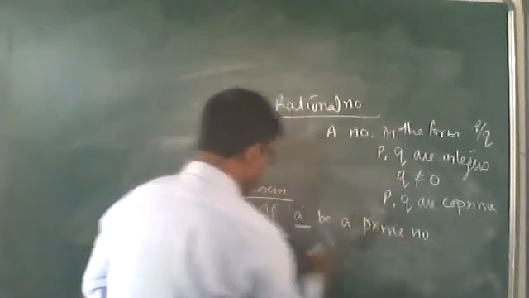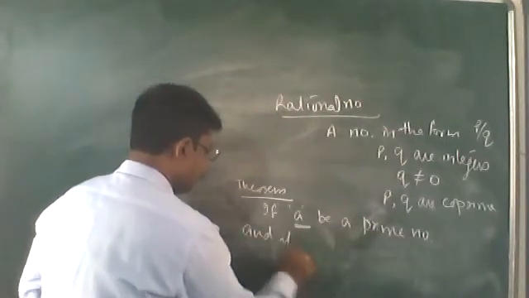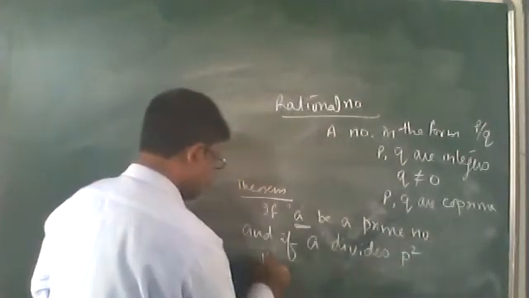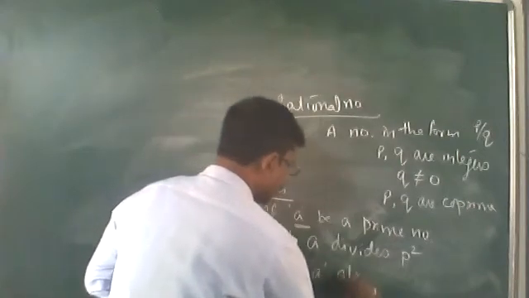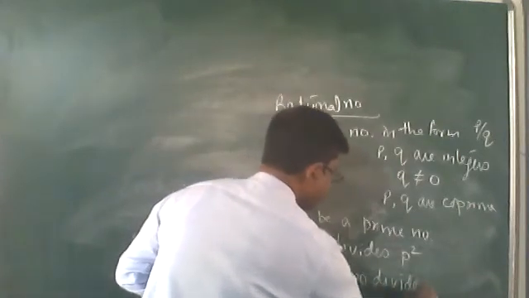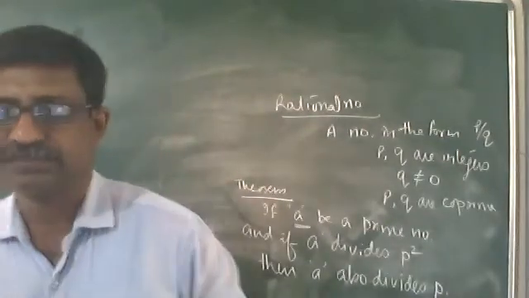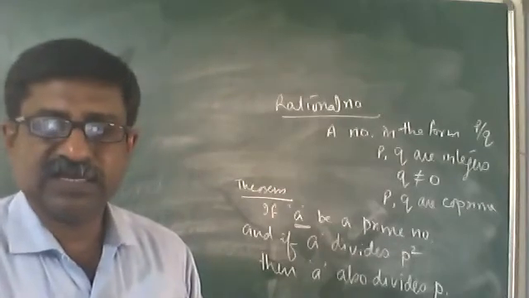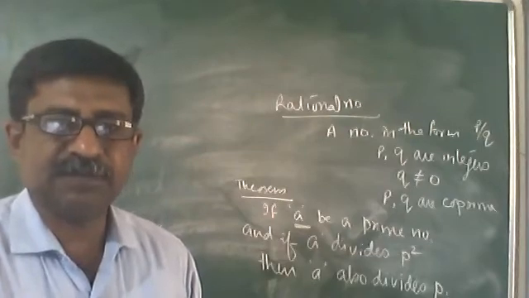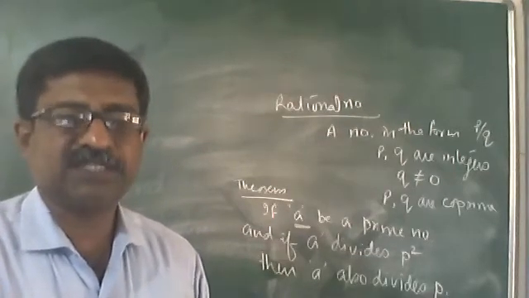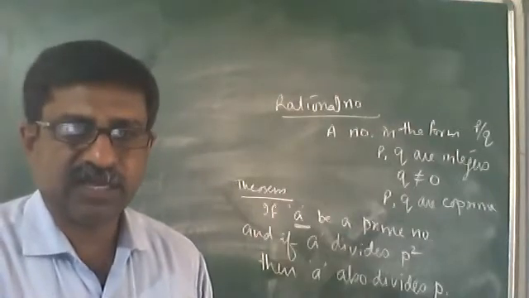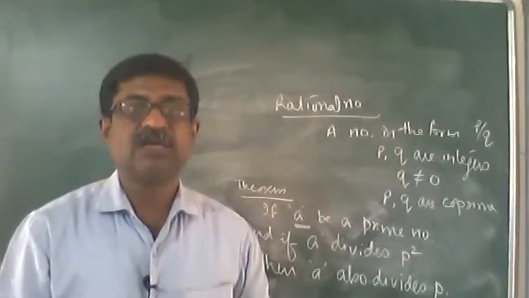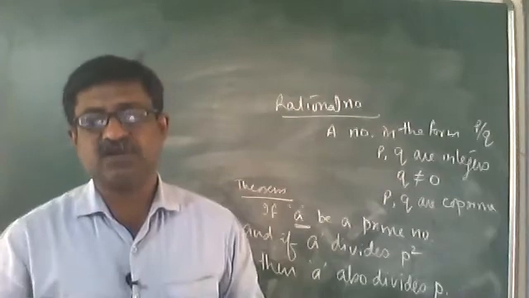If a is a prime number and if a divides p square, then a also divides p. This is the theorem. Copy the statement of the theorem first. If a is a prime number and this prime number divides p square, meaning if you divide p square by a, we get the remainder 0, then the theorem says this a will also divide p.